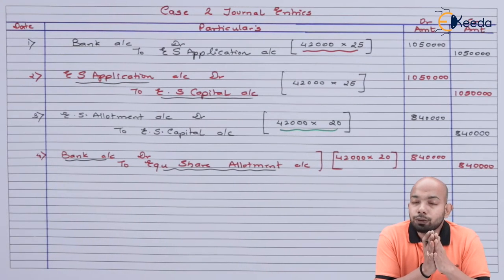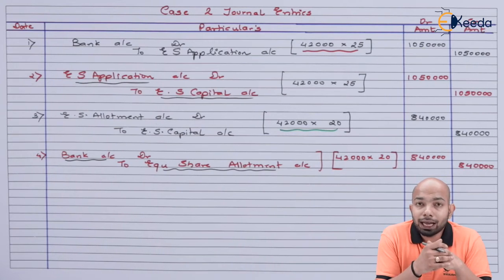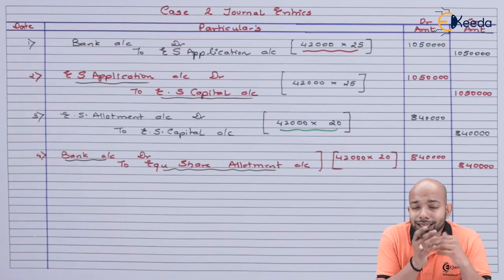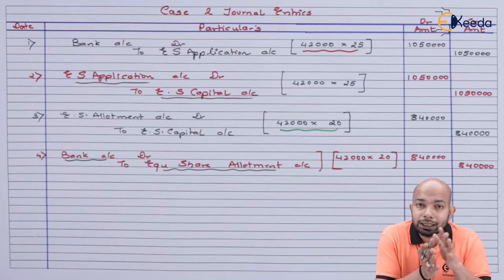Now we go on to the first entry, or rather the first and the final call. Now we'll be passing the due and the receipt entry together for this, and then we'll be closing the case study related to this partly subscribed shares. So let us pass all the entries for first and final call, and then we can discuss the amount there.